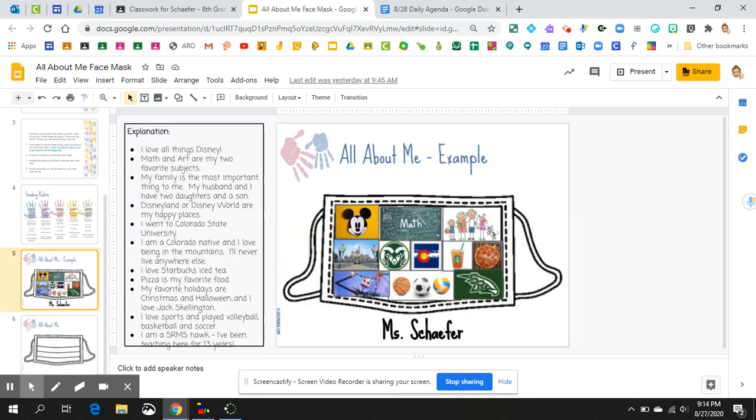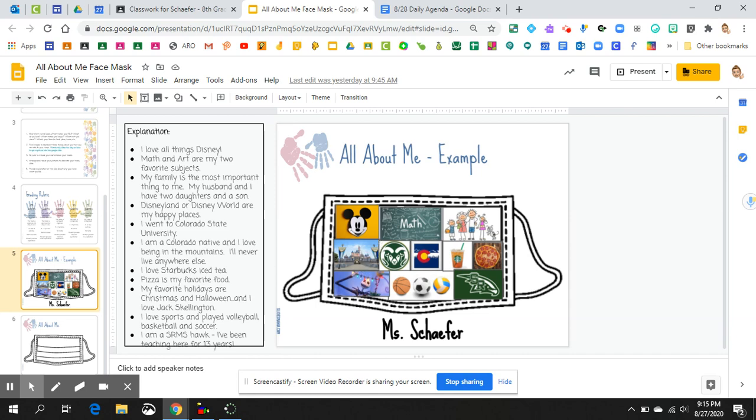So here was my example. I think I showed you this earlier in the week, but these are all things about me. So you know that I love Disney, so I have a picture of Mickey, and that I am an art person and also a math person, so I kind of have pictures around art. This is my family, so me and my husband. I have a daughter that's older. My middle child is a son, and then a baby daughter. We do not have a dog, but I chose that picture. My favorite place is either Disneyland or Disney World.